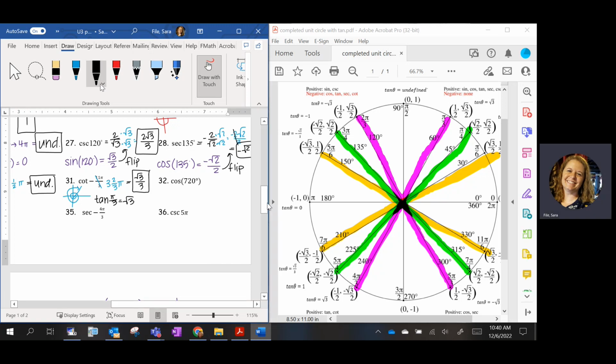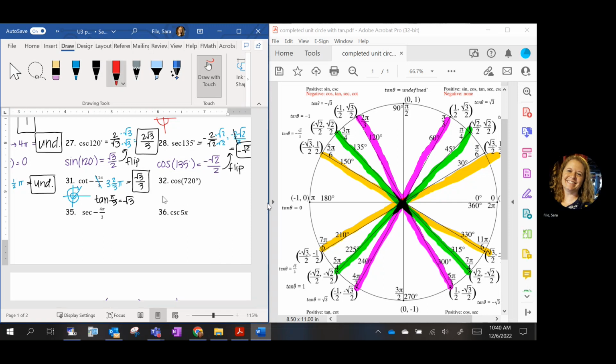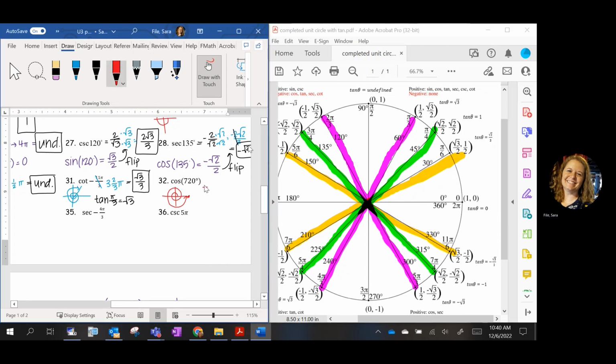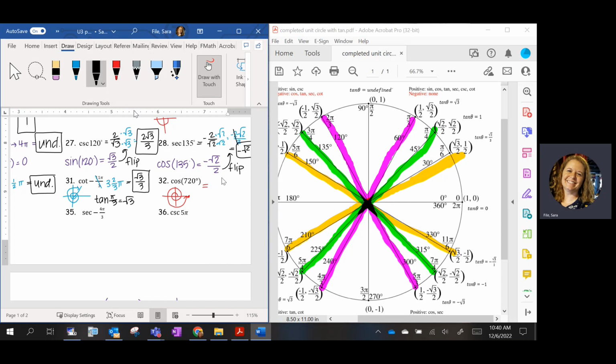Where's 720 degrees? Where does that put you? 360 is a full circle. How do I get to 720? Another 360, right? So that's 2 full circles. So this is the point where I'm looking on the unit circle. We're on the right edge of the unit circle, and they want to know cosine. What is it? Yeah, it's the x. It's 1.